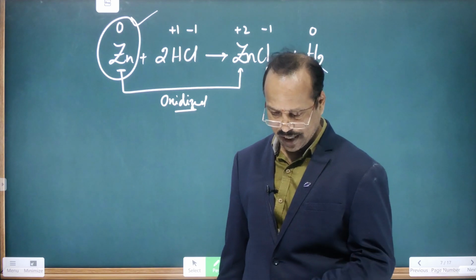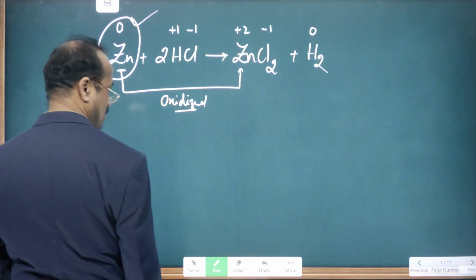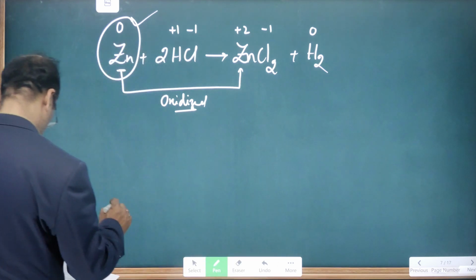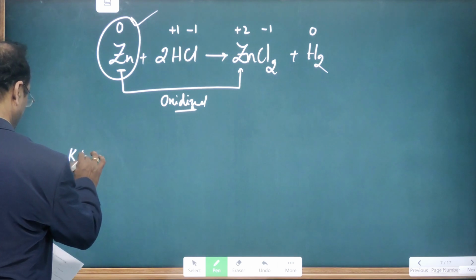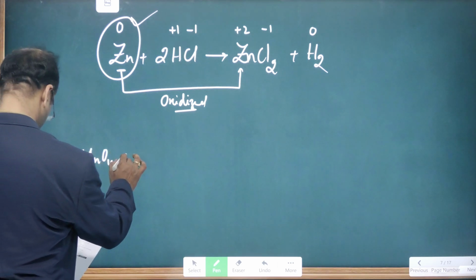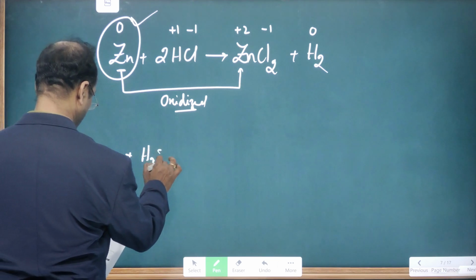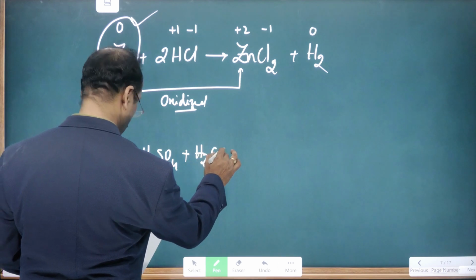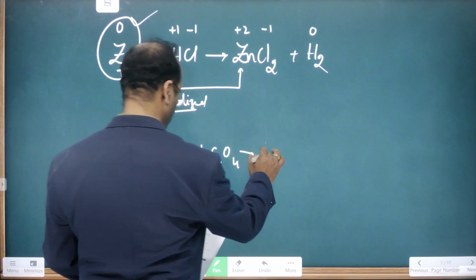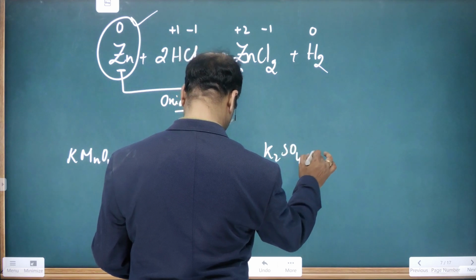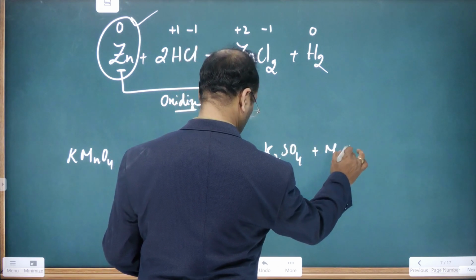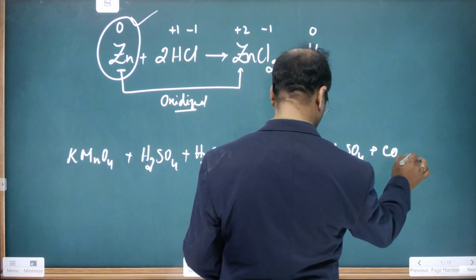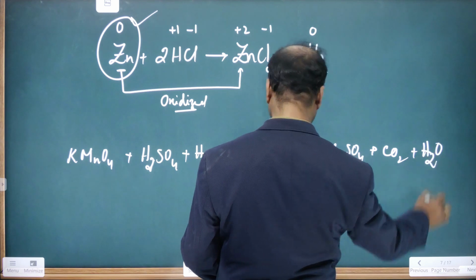So how can you write the oxidation numbers of all this? So you can come to know. I'll write here if you want. KMnO4 plus H2SO4 plus H2C2O4 gives rise to K2SO4 plus MnSO4 plus CO2 plus H2O. Correct?